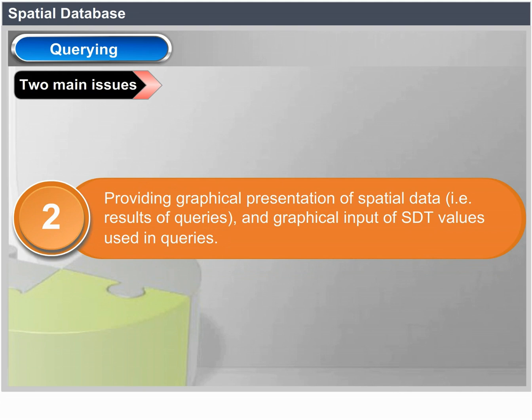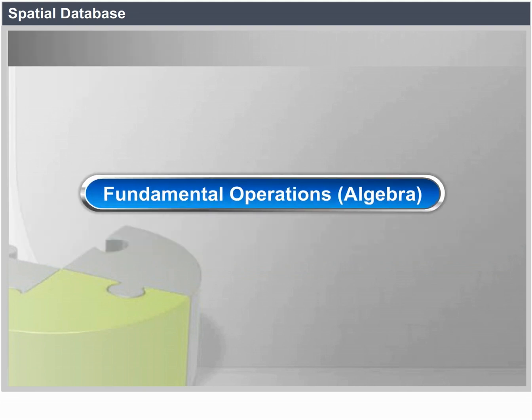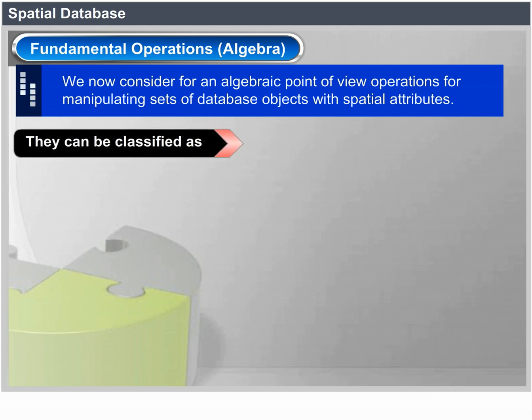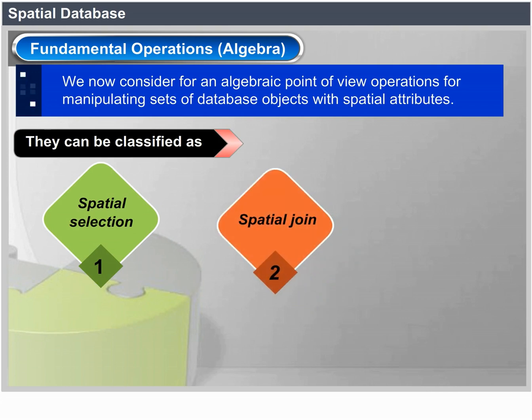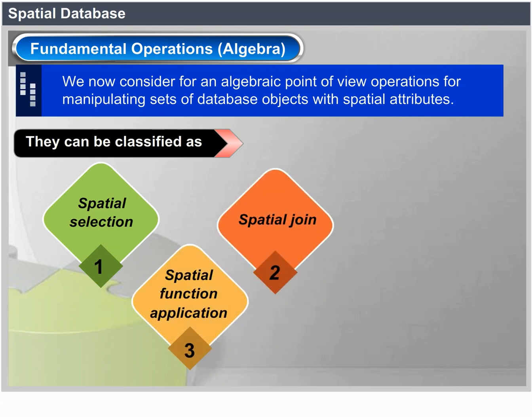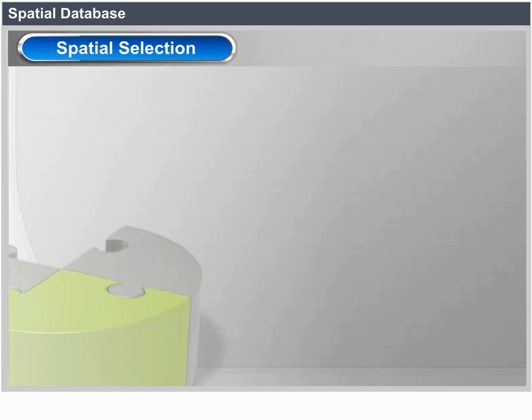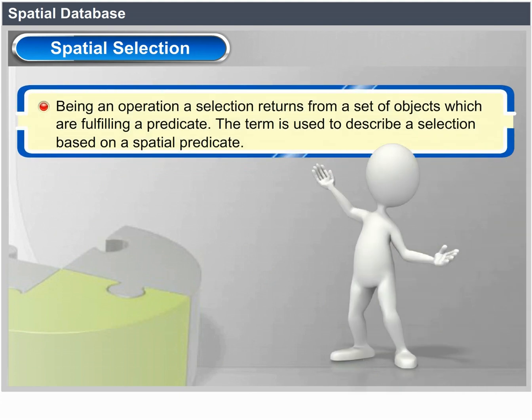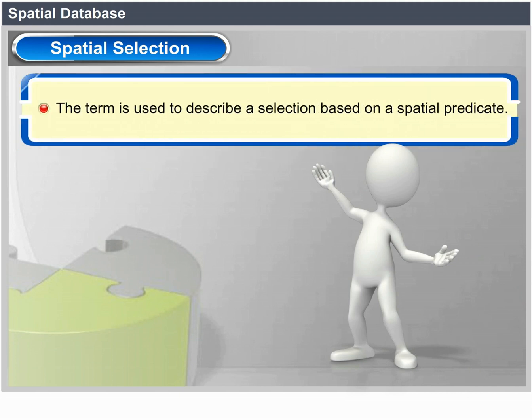Fundamental operations, algebra. We now consider from an algebraic point of view operations for manipulating sets of database objects with spatial attributes. They can be classified as spatial selection, spatial join, spatial function application, and other set operations. Spatial selection. A selection is an operation that returns from a set of objects those fulfilling a predicate. The term is used to describe a selection based on a spatial predicate.